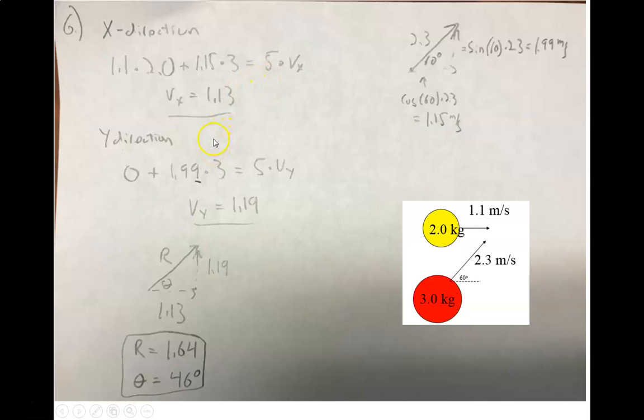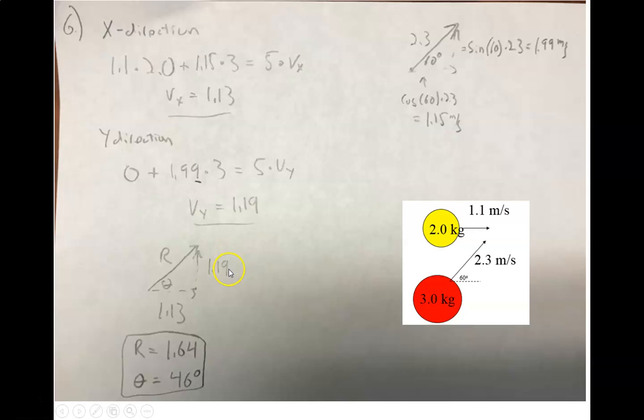The next thing we look at is the y direction. For our yellow ball, it's only traveling in the x initially, so it does not have any x velocity, I'm sorry, any y velocity. The red ball does have y velocity, and that is the 1.99 that we found here, times the mass, which is 3. That's going to equal the final y momentum, which is 5 times the Vy. So I found my Vx and my Vy.